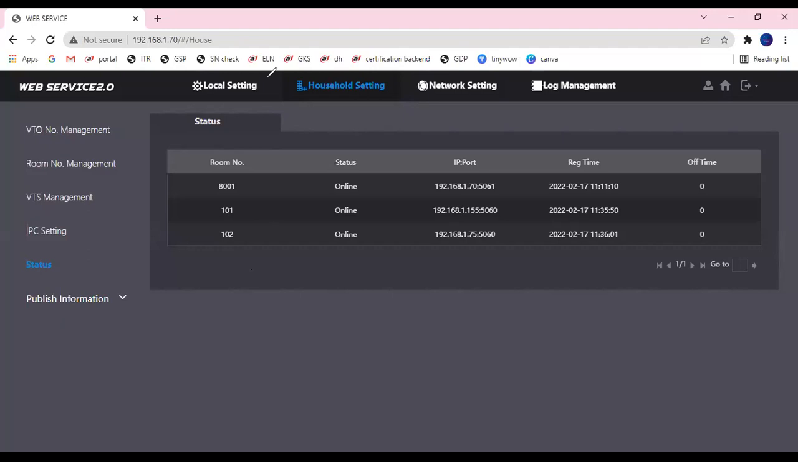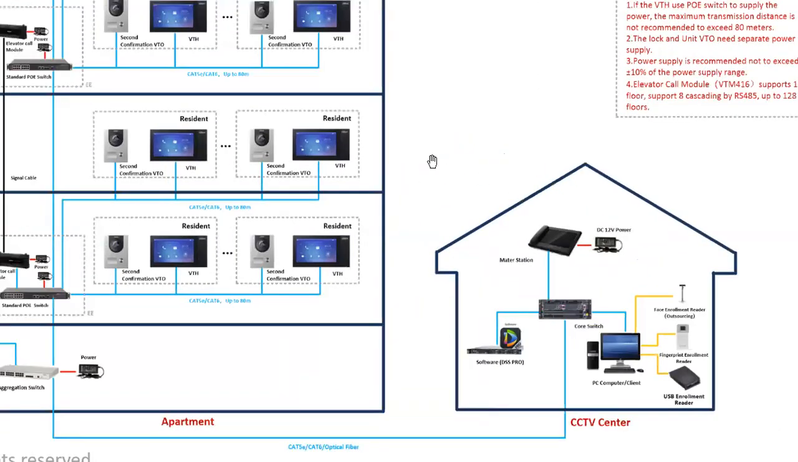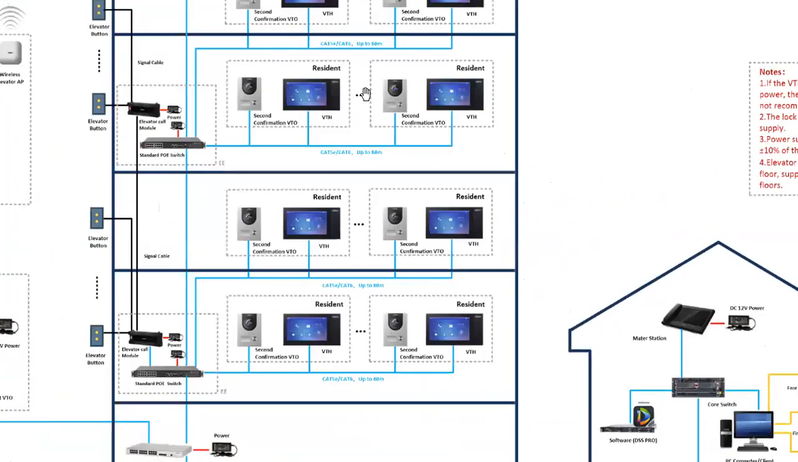Next, let's configure. Let me show you. Next, we're going to do this configuration where you have an indoor monitor. You can say this one is 101, so you can call this one room number 101, and this one the second confirmation.